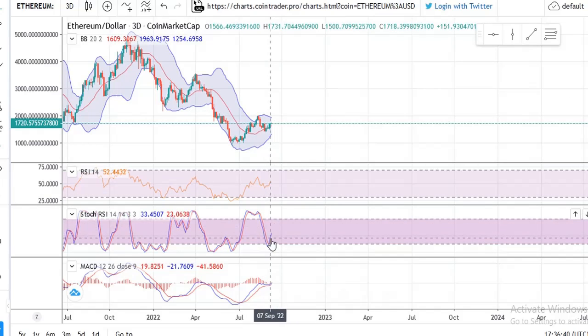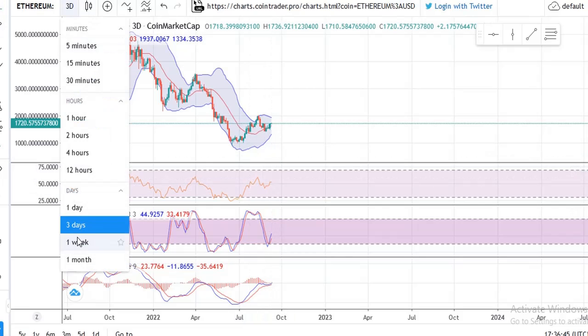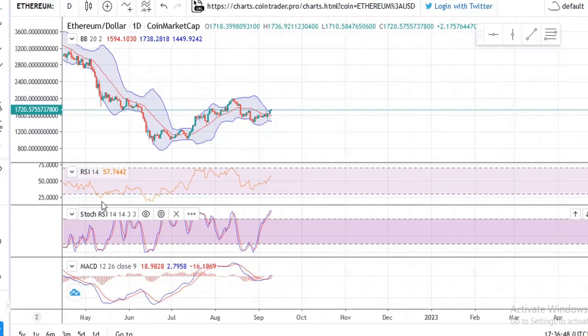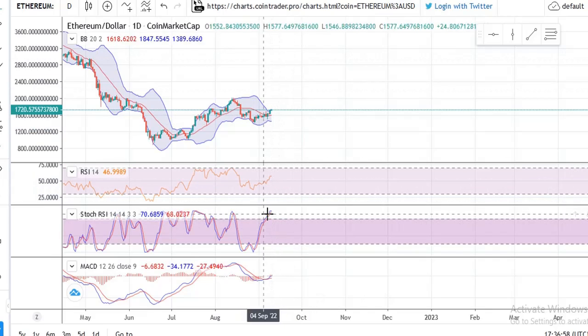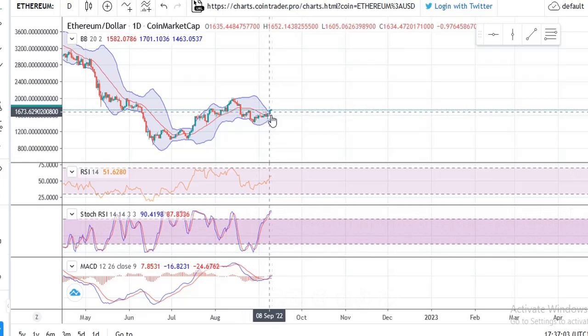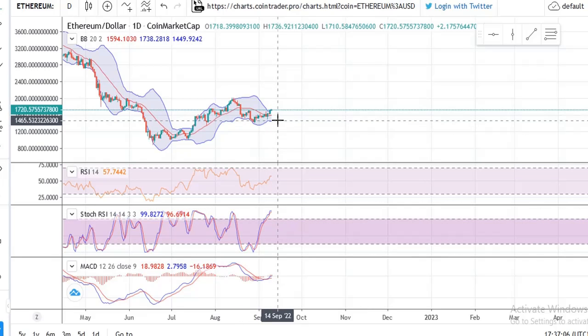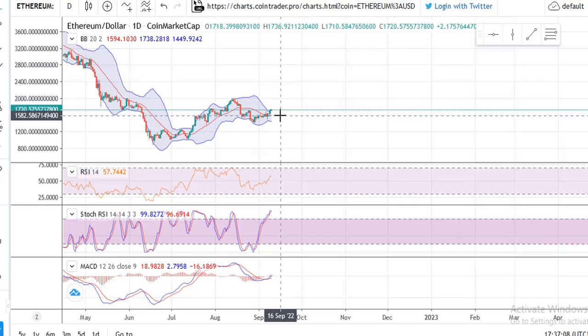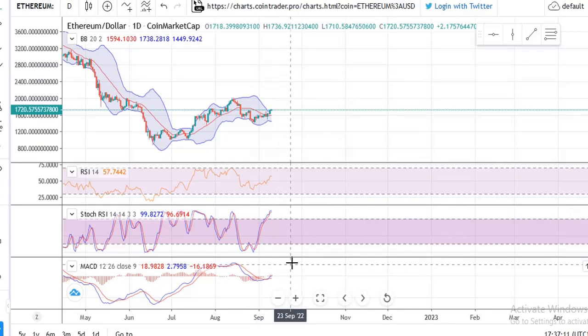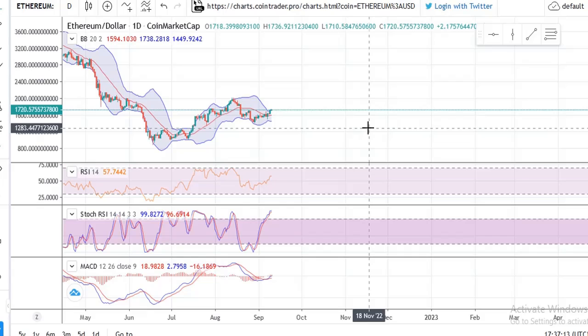As you can see, the stochastic RSI is facing upwards, and the RSI is also giving us a very bullish divergence. On the daily, we can see we are very overbought, and then we just need some cooling down before we continue going upward. As you can see, very overbought on the stochastic RSI. So we need some cooling down, so we can see Ethereum get maybe even to the 1,400 to 1,500 region, just some little cool off before we could see upward price action.